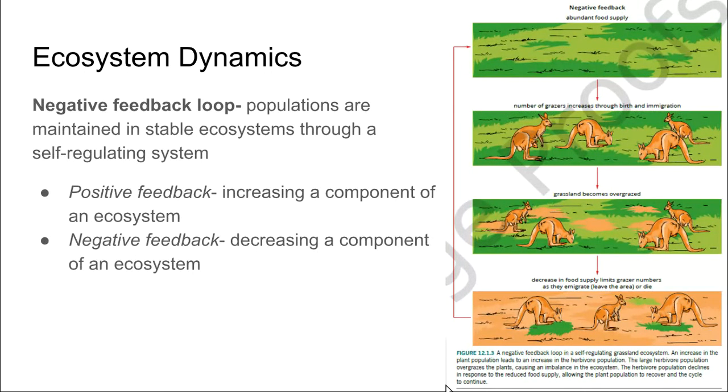When we are looking at ecosystems, one of the ways we can look at it is through the negative feedback loop. And this is how populations are maintained within a stable ecosystem. And this negative feedback loop is a self-regulating system. Positive feedback is where we see an increase in a component of an ecosystem, and negative feedback decreases a component of an ecosystem. And this feedback loop is a way we see what happens when there are changes and increases to populations.